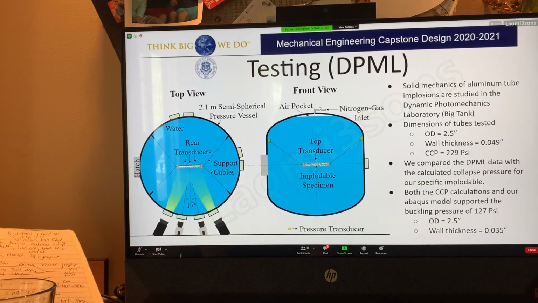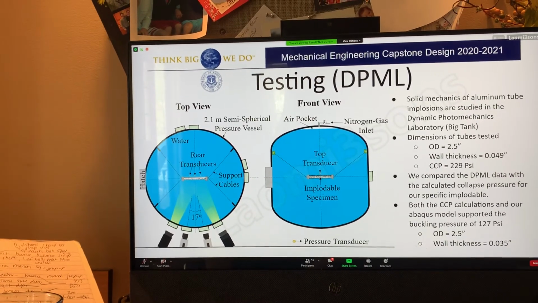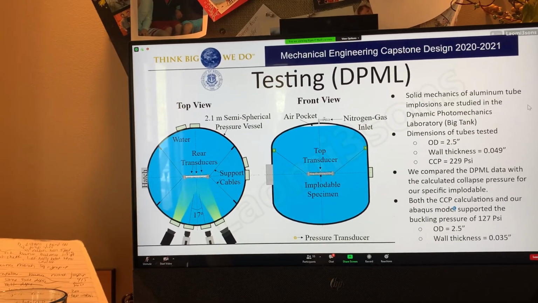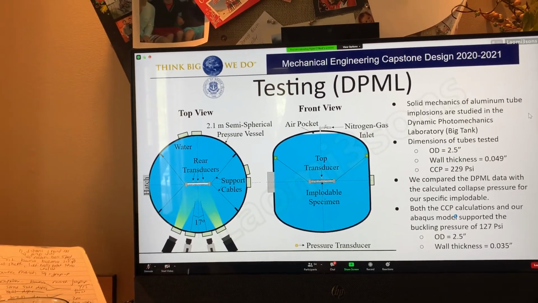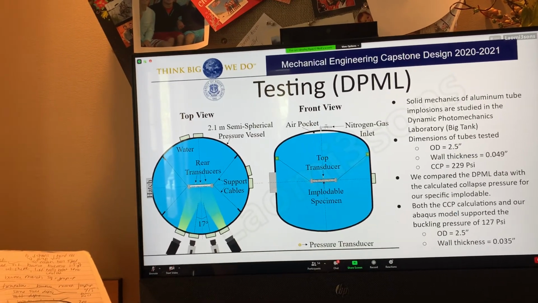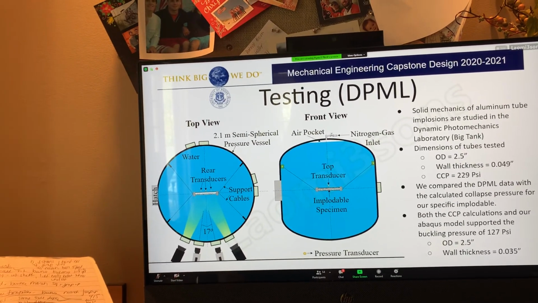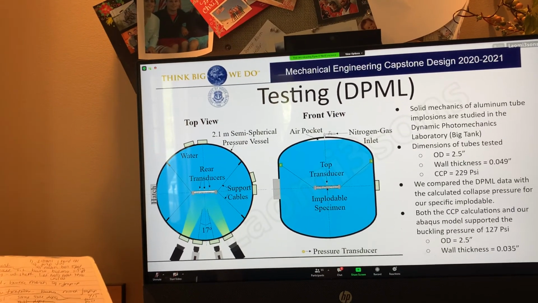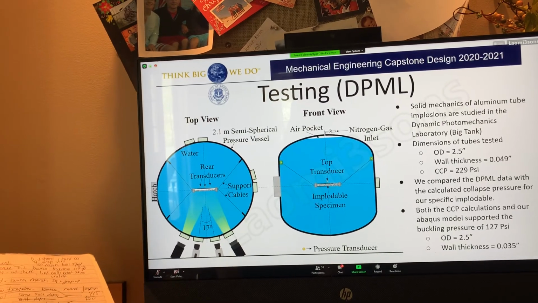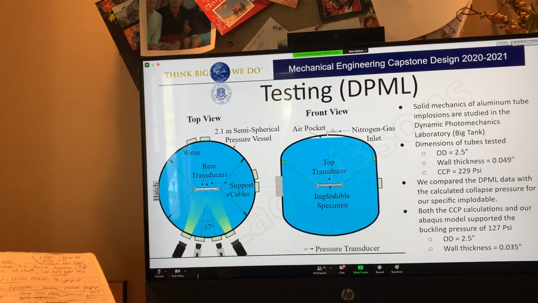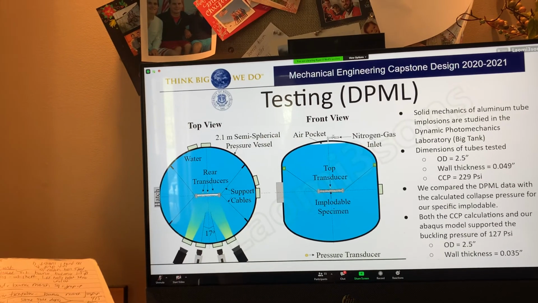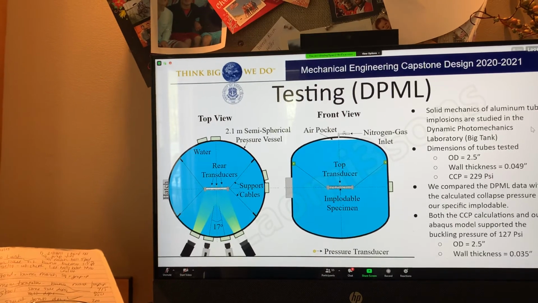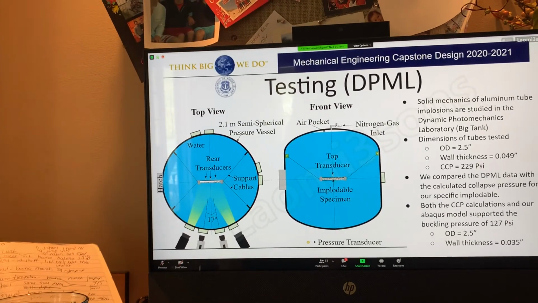With all this data from the DPML, we were able to decide what size implodable we would need, and we went with a similar sized implodable. Our aluminum cylinder was 12 inches long as well, and had an outer diameter of 2.5 inches. The only difference was the wall thickness. We lowered the wall thickness to 0.035 inches, and we were able to use the critical collapse pressure calculations, von Mises calculations, and Abaqus 3D modeling to support our buckling pressure of 127 psi.